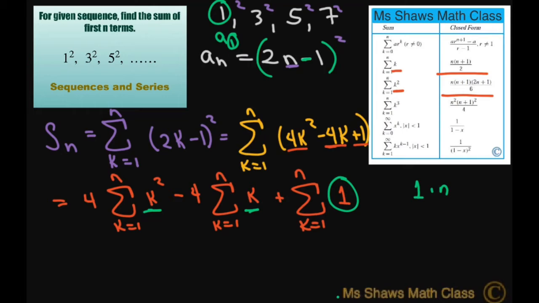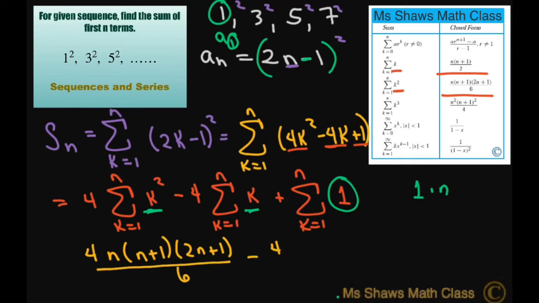So basically, using my formulas for k squared, we're going to have 4 times n plus 1 times 2n plus 1 divided by 6. The next one's going to be minus 4, and then we have n times n plus 1, all divided by 2. And again, this last one is just going to be plus n. Now we're going to simplify all this, sometimes the hardest part.